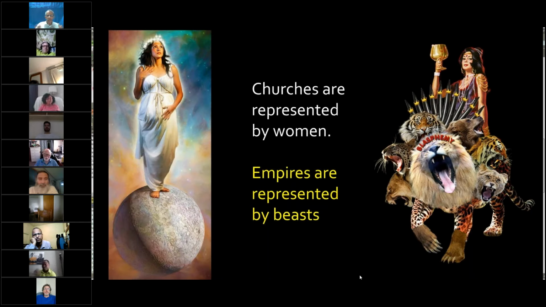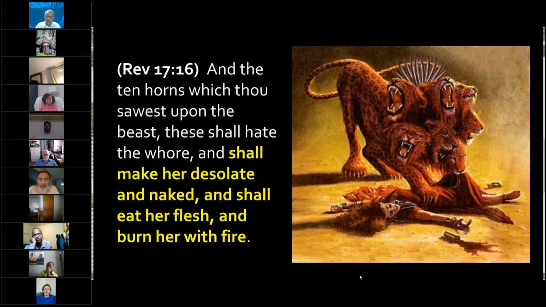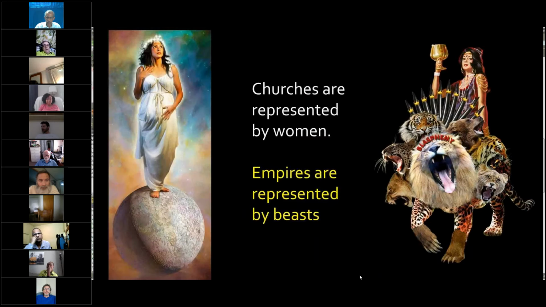Now, you don't have any overlapping of these symbols. It's very clear, because in Revelation 17, what do we have? We have a woman riding on the beast. You have the two symbols there in one. You have a woman representing the religious body, and you have the beast representing the political empire. God shows them as two different entities. They are not one. The beast is one, and the woman is another.